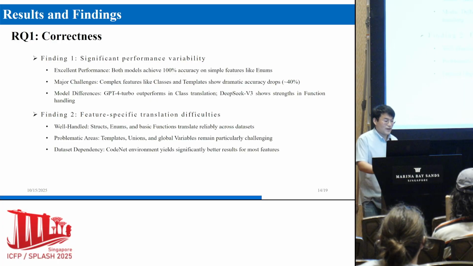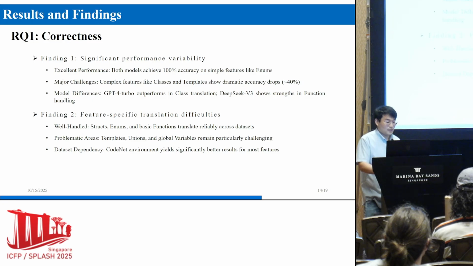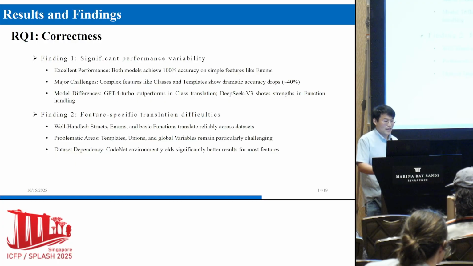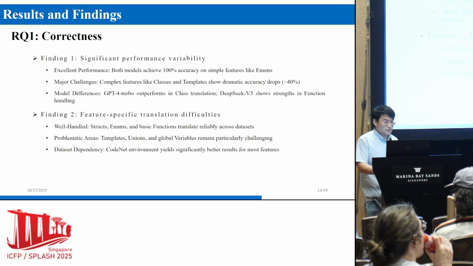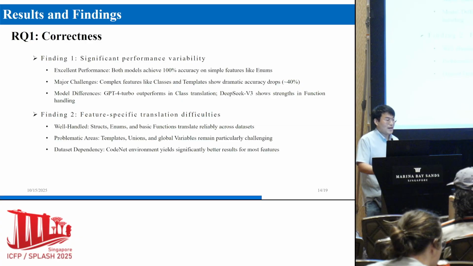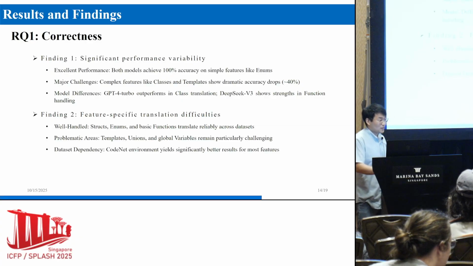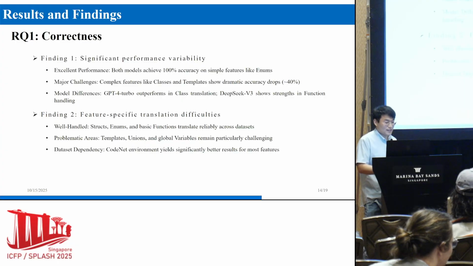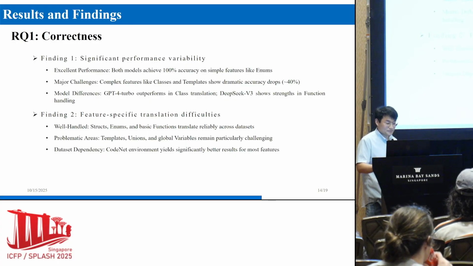The second finding is feature-specific translation difficulties. We can find that the LLMs can handle structs and enumerations well, but they have difficulty in translating templates, unions, and global variables. Also, we can find that the two models perform well on the CodeNet dataset. So we also have a dataset dependency.